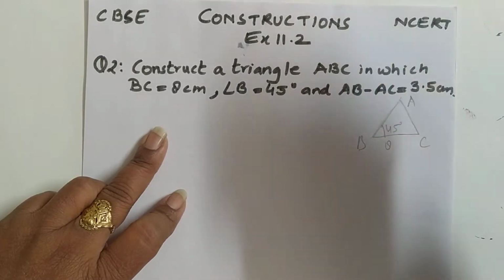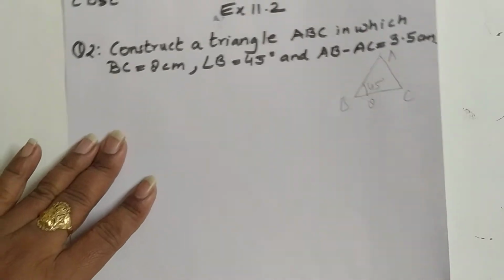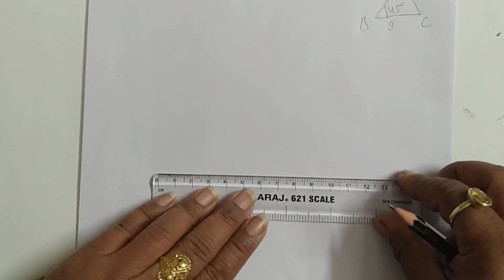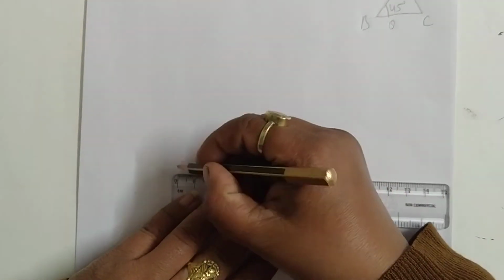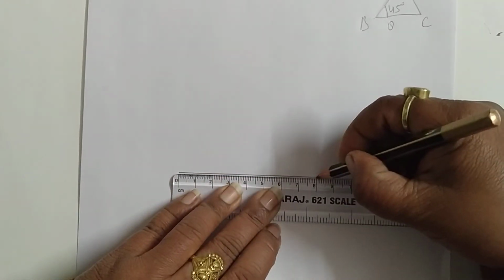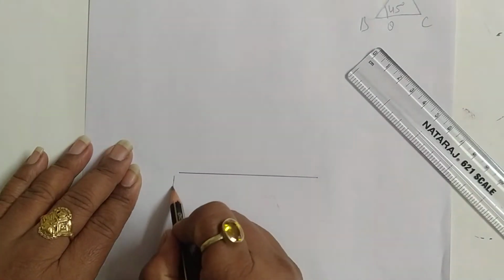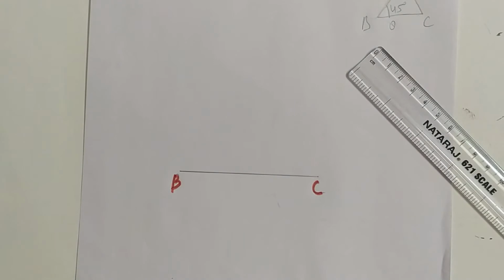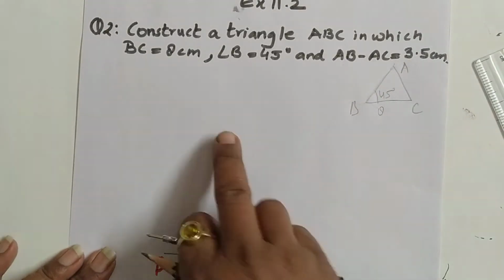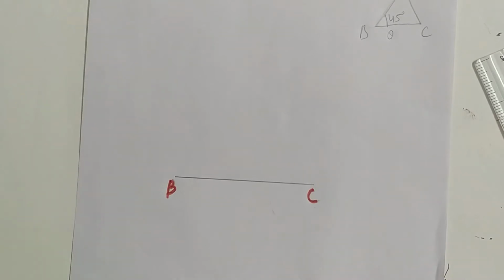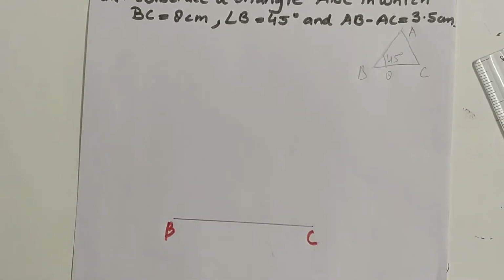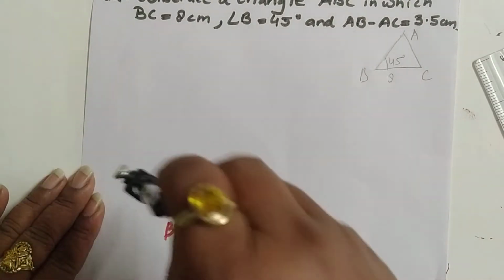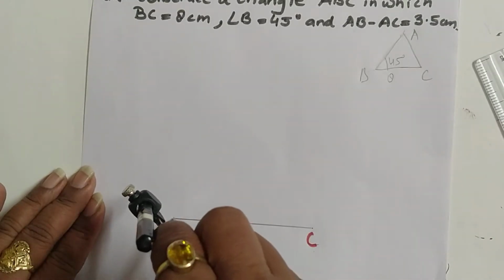So first of all, of course, we will draw the base. The base that is given to us is 8 centimeter, so it is B and C. Now angle B is equal to 45 degrees, so we have to draw the angle at B that is equal to 45 degree. Of course, first of all we will put the compass on the B point and make an arc.